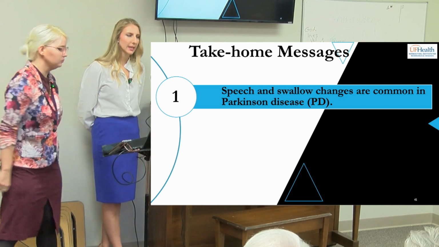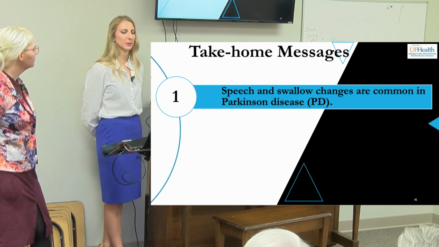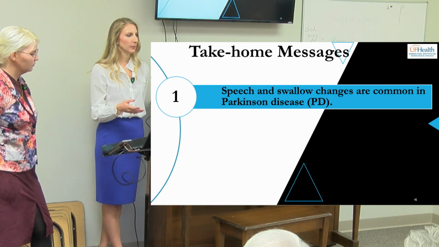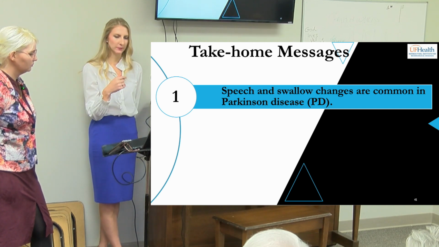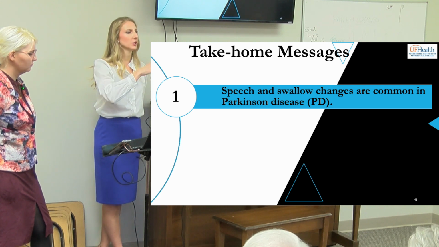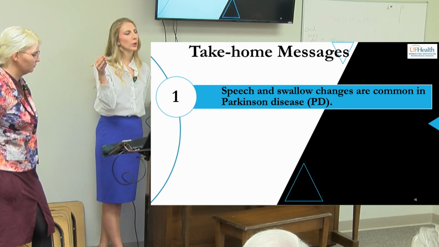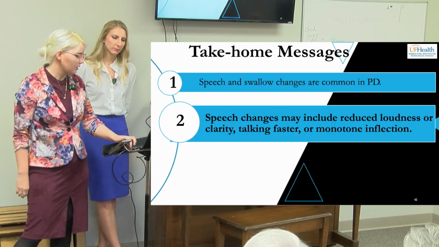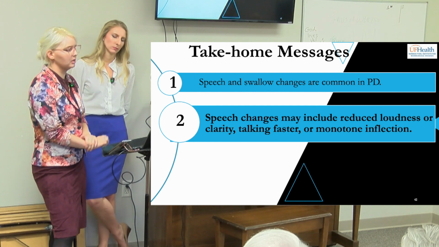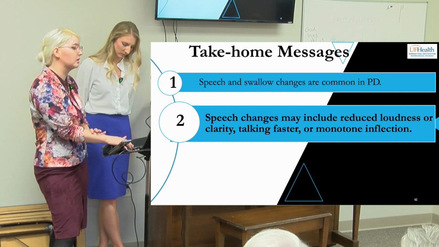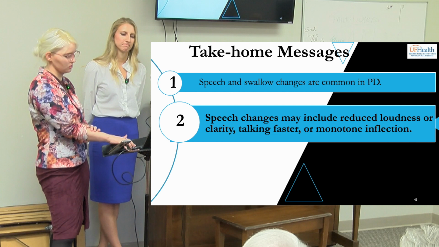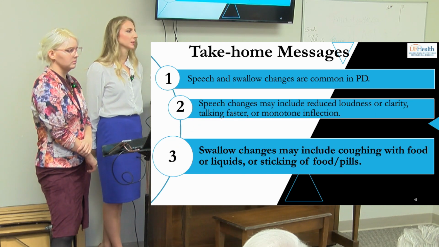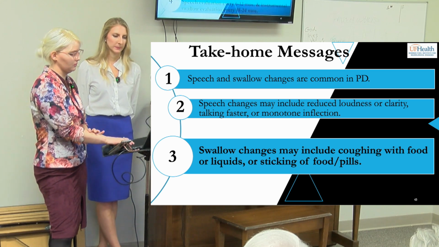All right, so some take-home messages here. We know that speech and swallow changes are very common in Parkinson's disease, but the severity is different amongst each individual. Typically, disease duration does indicate it gets worse over time, but it varies. We also know that speech changes include reduced loudness, clarity, talking faster, and monotone inflection. Those are the big ones. And swallow changes may include coughing with foods or liquids or sticking of food or pills.